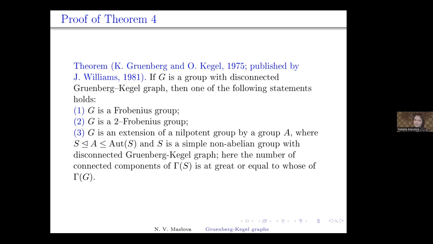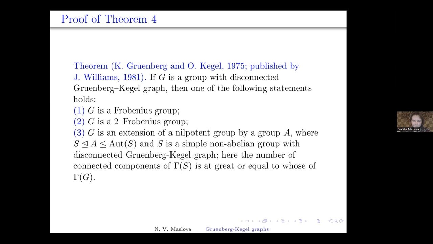A Frobenius group is known to be solvable. Or G is an extension of some nilpotent group by some almost simple group. And in these cases, the number of connected components of the Gruenberg-Kegel graph of this simple group is greater than or equal to the number of connected components of the Gruenberg-Kegel graph of G. This was proved by Gruenberg and Kegel, but this manuscript had never been published. And Williams, who was a student of Gruenberg, published this result in his own paper.